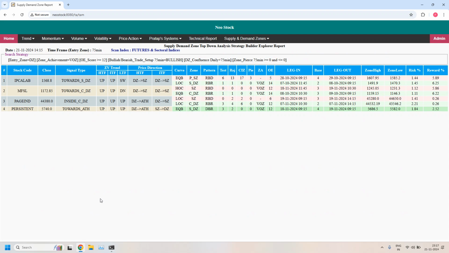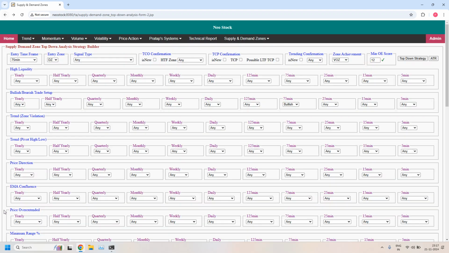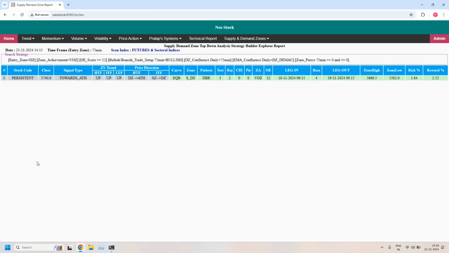In all these 4 stocks, the 75 minutes demand zones are part of the daily demand zone. Now if any of these daily zones are having daily EMA confluence, these are all 75 minute zones, but they are part of the daily zones. Those daily zones having daily EMA confluence is valuable because the trend is an uptrend. The ITF trend is the daily trend. So let's verify EMA confluence, daily time frame, daily demand zone having daily EMA confluence filter is enabled. With this filter, we got 1 stock.